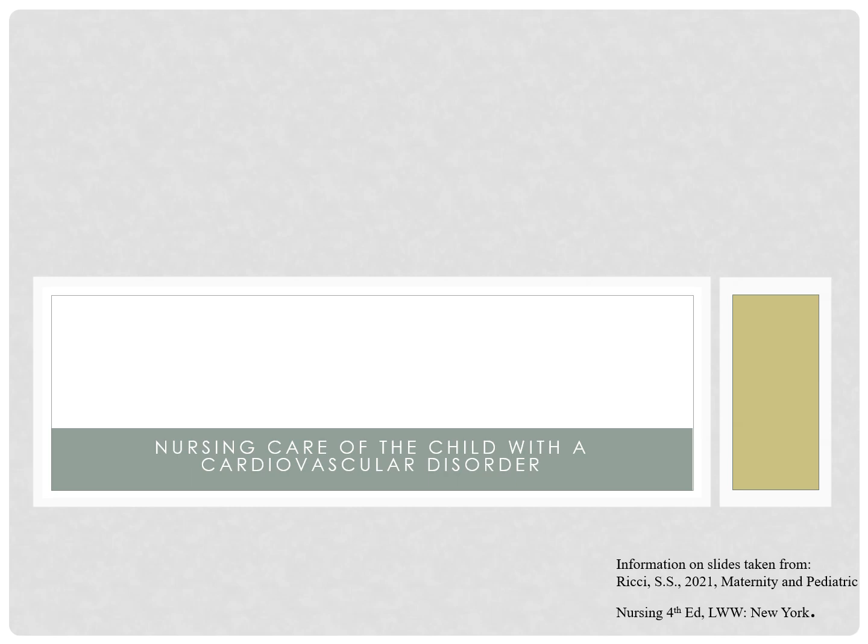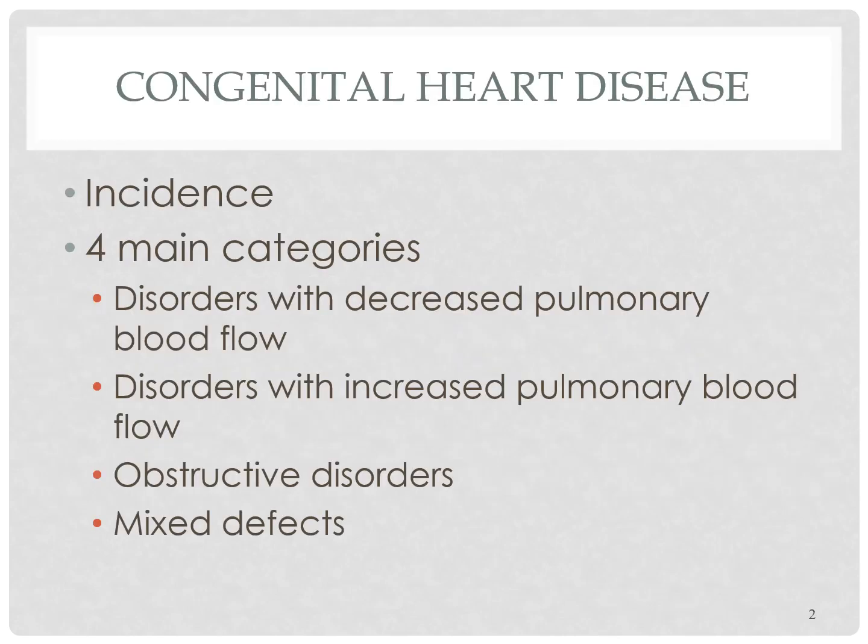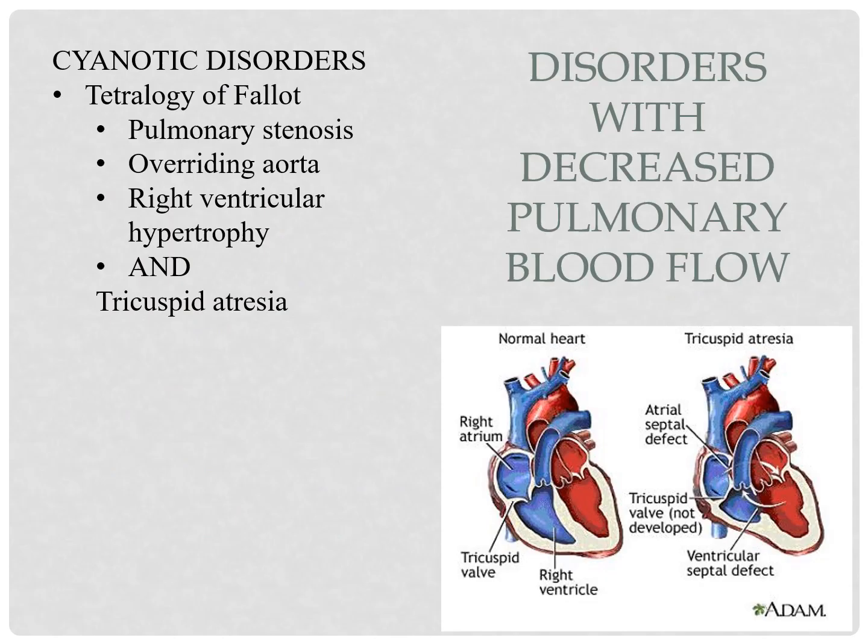Hi guys, so today we're going to talk about nursing care of the child with a cardiovascular disorder. Disorders with decreased pulmonary blood flow. These are what we call cyanotic disorders. If you have decreased pulmonary blood flow, you are going to be blue. So these are tetralogy of Fallot and tricuspid atresia.